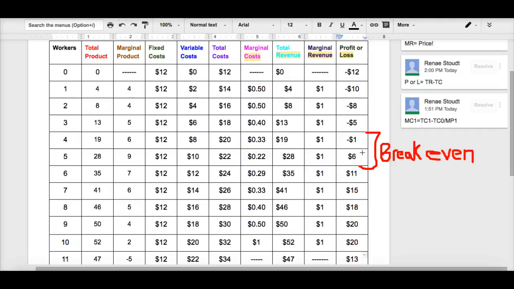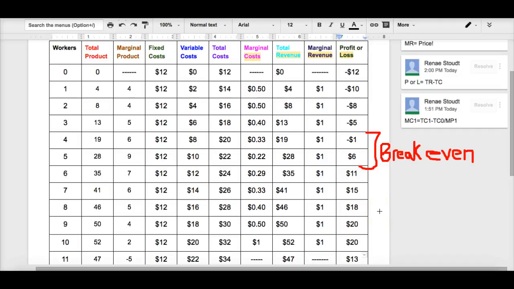All right, ultimate question then. How many workers should we actually hire? Remember, that was the question from the beginning. How many workers should we actually hire? What do you think? Hopefully you recognize this is your profit maximizing point. Probably debating between workers 9 and 10, right? Because they both have a profit of $20, which is the highest one up here.